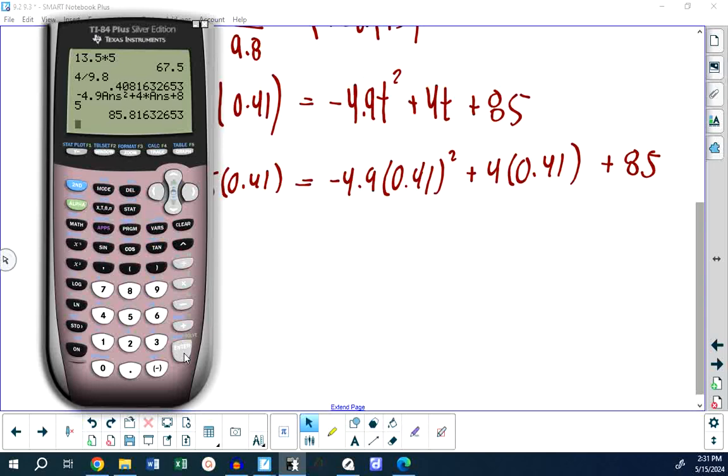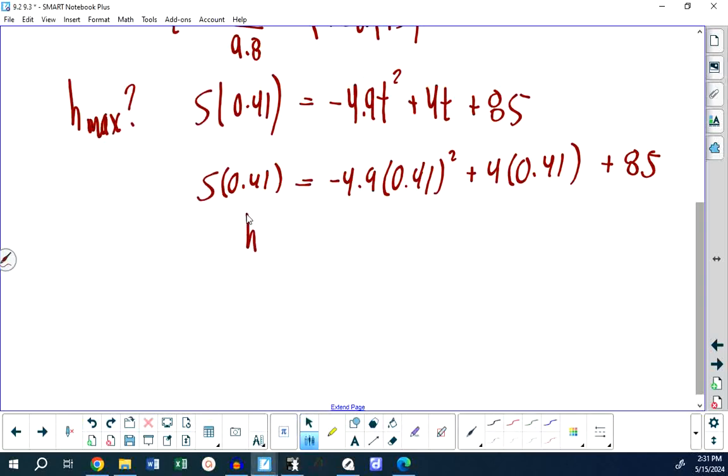You throw something up at 4 meters per second, it's not going to be going up very long before gravity causes it to move down. Should probably look at changing this to something where the height is considerably more than where it started. However, the maximum height is 85.8. And then the last one was the time in the air.